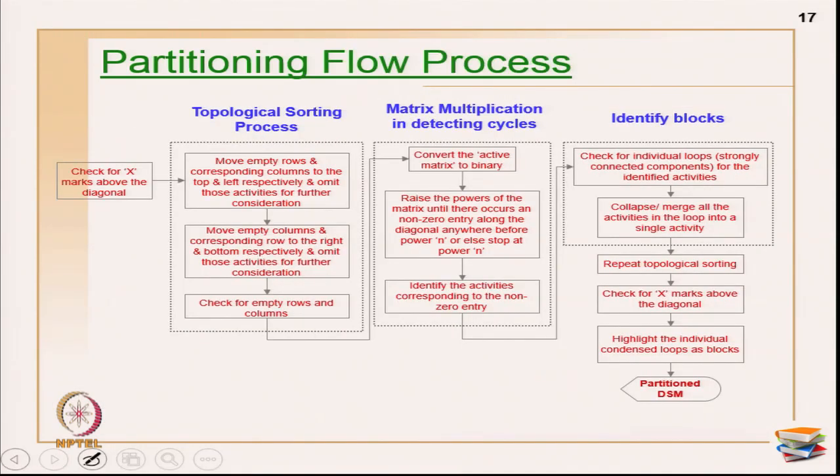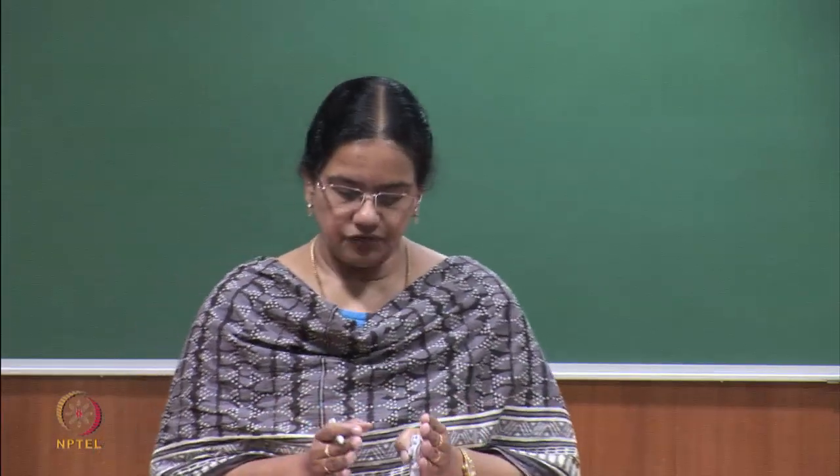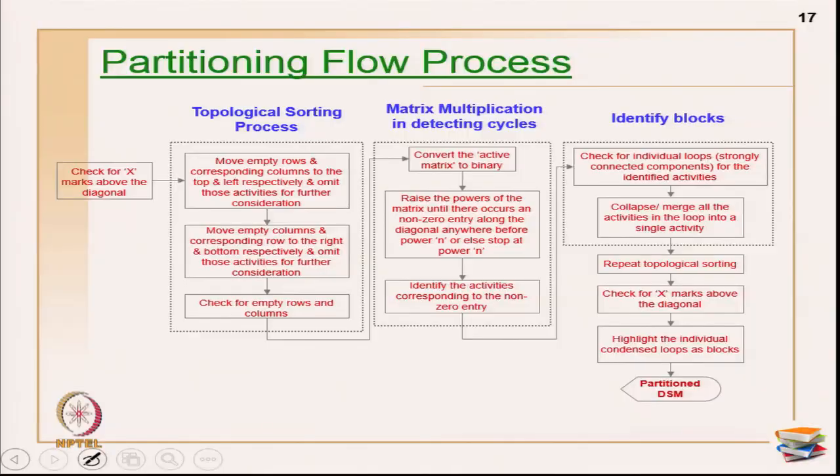Now, what is a partitioning flow process? There are several methods for partitioning, as given on the websites. If you go through the DSM website, you will see there are many methods like path searching, matrix multiplication, or triangularization of the matrix. Like this, there are n number of methods available. For identifying the parallel and sequential activities, topological sorting is the best way to do it.